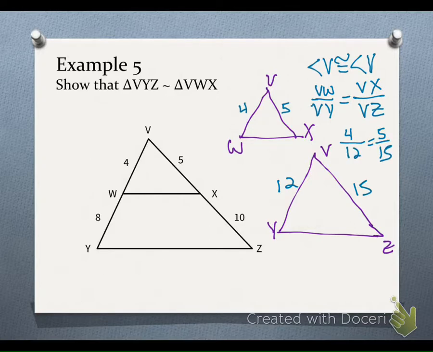So we got these because this segment and this segment make up the entire length, so we're going to have to add them together. I didn't see the numbers on the side.